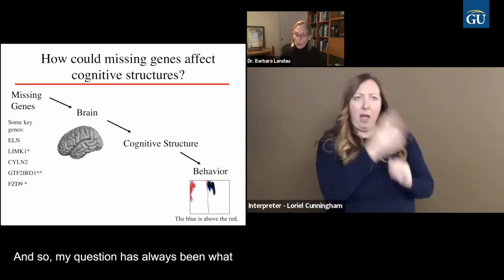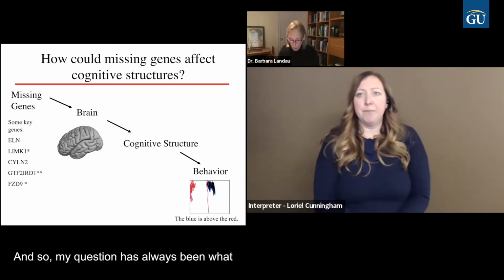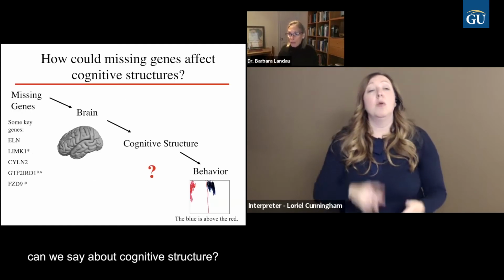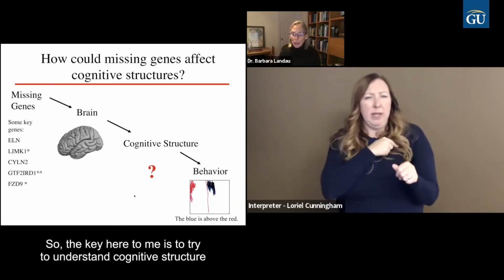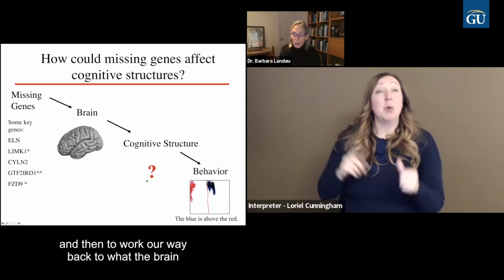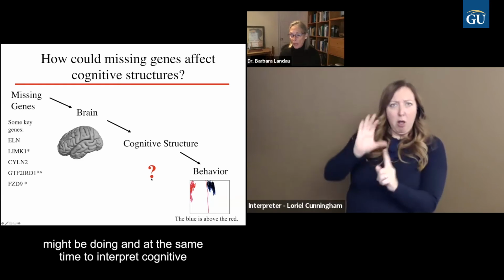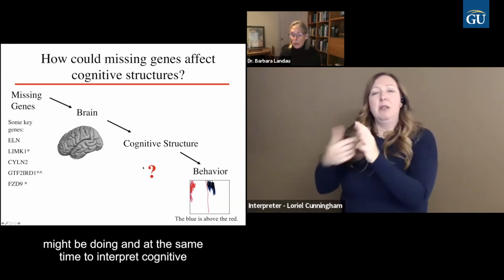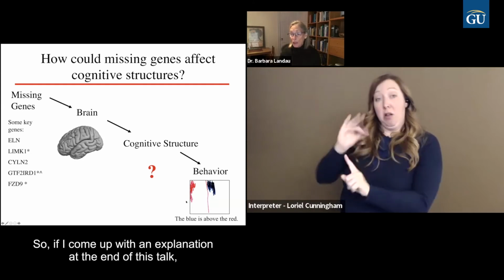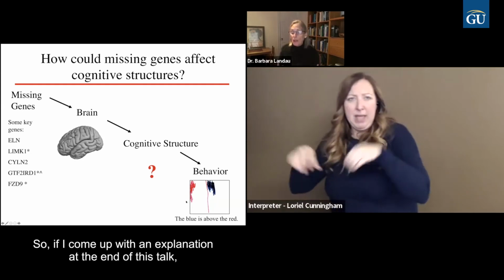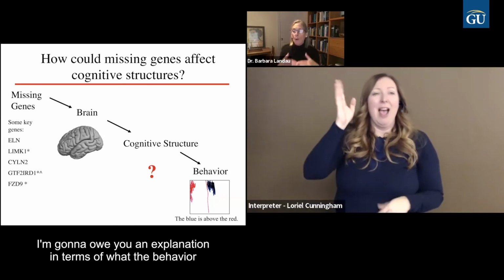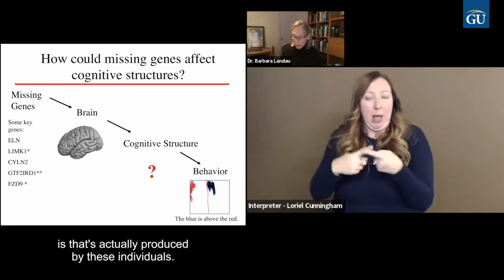And so my question has always been, what can we say about cognitive structure? So the key here to me is to try to understand cognitive structure and then to work our way back to what the brain might be doing. And at the same time, to interpret cognitive structure in terms of the actual behavior that we see. So if I come up with an explanation at the end of this talk, I'm going to owe you an explanation in terms of what the behavior is that's actually produced by these individuals.